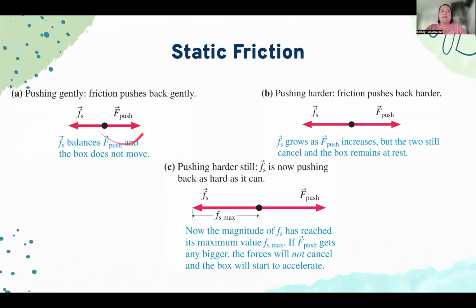So as long as it balances the force that wants to get things accelerating, the box won't move. So if we start with a smaller push, our friction force is small, but the same magnitude. Then we increase the size of our push, and the friction force gets bigger to compensate. And then finally, we reach a maximum value of the static friction force. After that point, the object will be able to move, because the force you're applying overcomes the friction force.